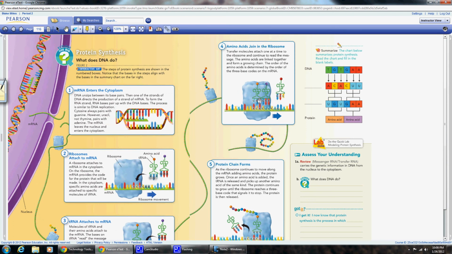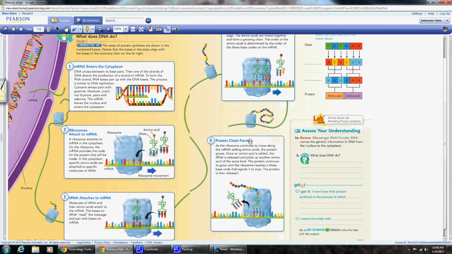the ACA, we're done with that, but now we need a CUU. Well, matching CUU is GAA, because remember, this is tRNA. The tRNA comes in, links up, and then it connects its amino acid. It'll drop its amino acid off and connect it to this one. So now these two are connected, starting to make a chain.